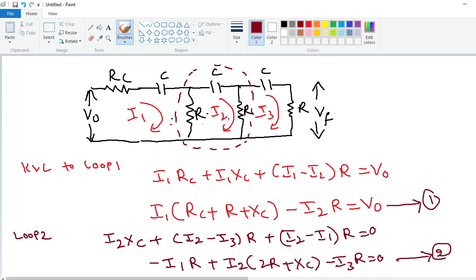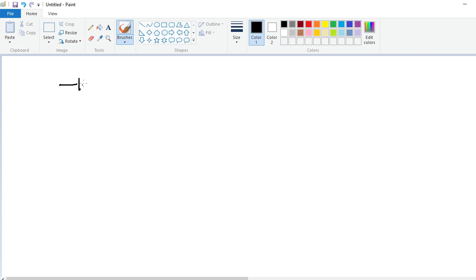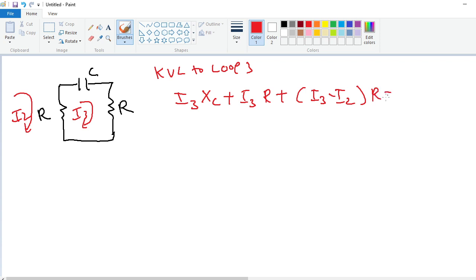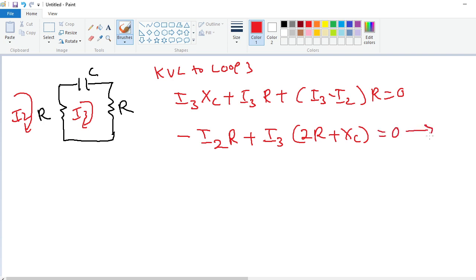Now applying KVL to loop 3. I will redraw loop 3. This is the capacitance, this is one more resistance, and here also one more resistance is there. So this is resistor R, resistor R, and here I3 current flows, and in loop 2, I2 current flows. Applying KVL to loop 3: I3 into XC plus I3 into R plus (I3 minus I2) into R is equal to 0. By rearranging this equation, we get minus I2 into R plus I3 into (2R plus XC) is equal to 0. This is equation number 3.